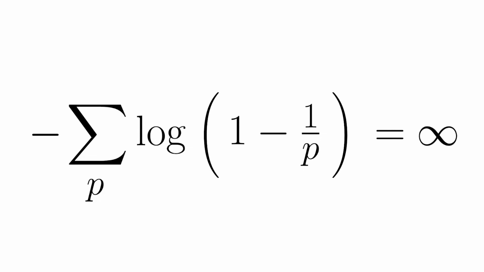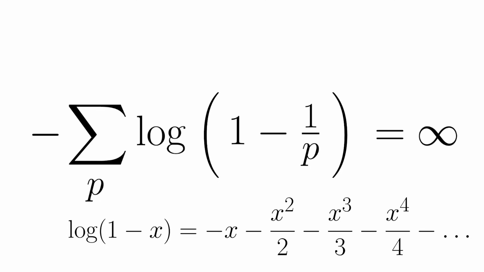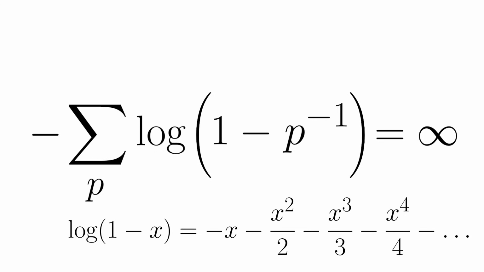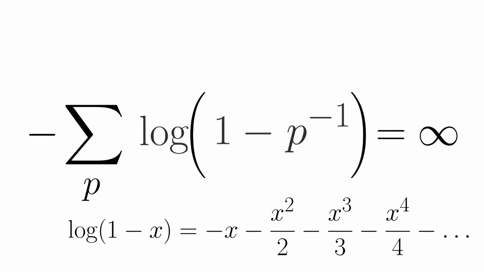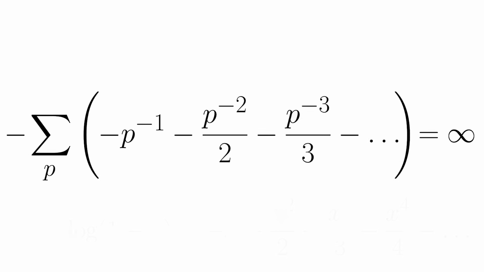Namely, we're going to remember the Maclaurin series of the logarithm of 1 minus x. In fact, this Maclaurin series is just minus x, minus x squared over 2, minus x cubed over 3, minus x to the fourth over 4, and so on. Since the terms in our sum look like the log of 1 minus p to the minus 1, we can rewrite those terms in our sum as infinite sums themselves, namely the log of 1 minus p to the minus 1 is the same thing as minus p to the minus 1, minus p to the minus 2 over 2, minus p to the minus 3 over 3, and so on.